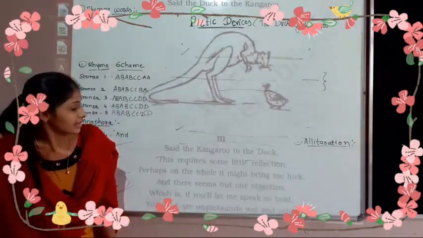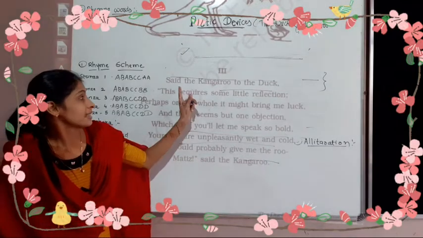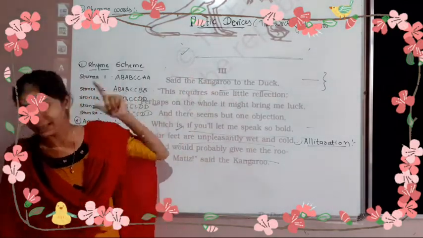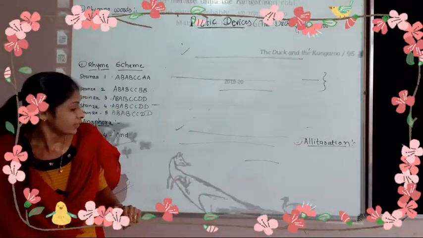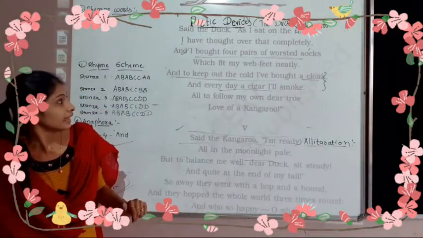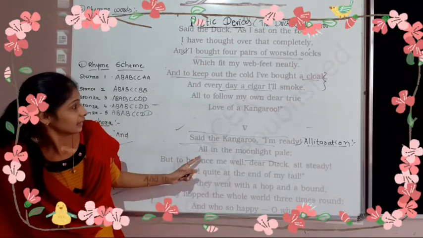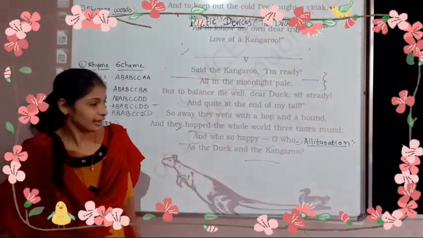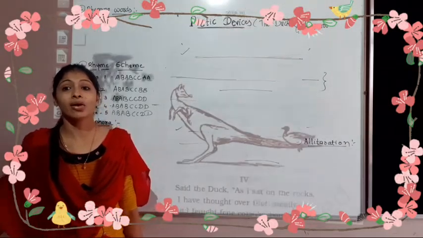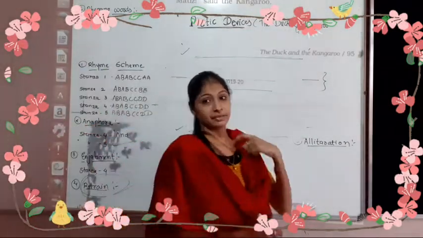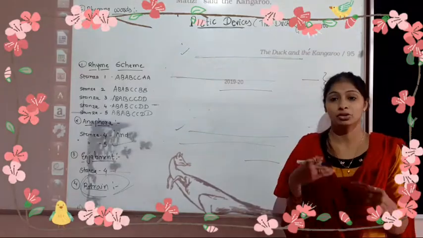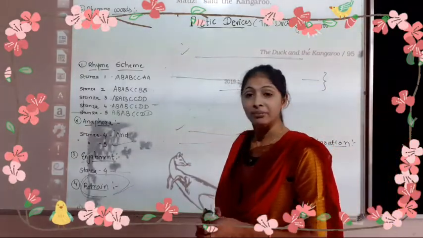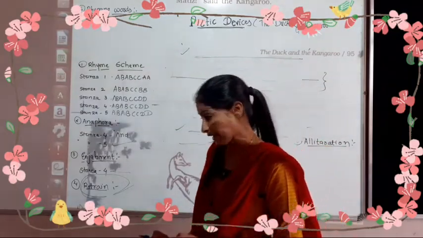Next, in the third stanza, which line is repeated? Same, "Say the kangaroo to the duck." This line is repeated. So this is the example of the refrain, as we know that a line is repeated twice or thrice in one particular stanza. This becomes the example of repetition.